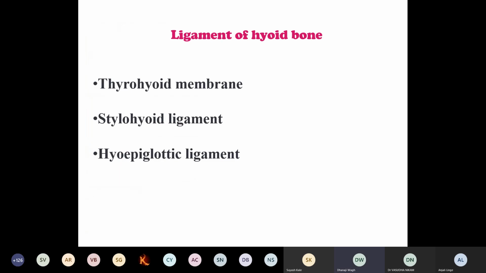Now there is an attachment of the ligaments. There is one membrane and two ligaments: the thyrohyoid membrane, the stylohyoid ligament, and the hyoepiglottic ligament.